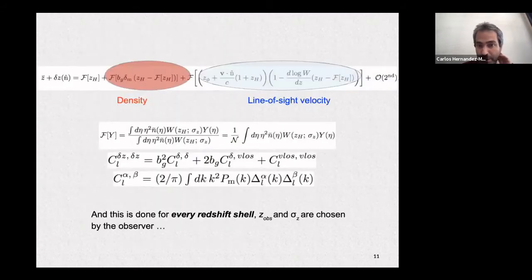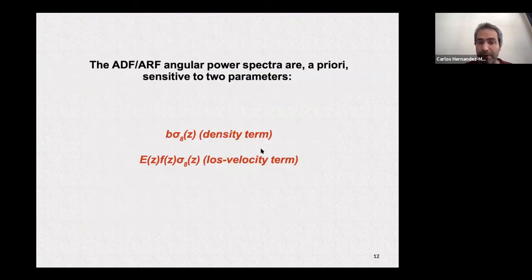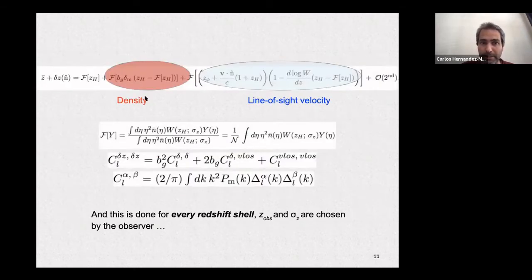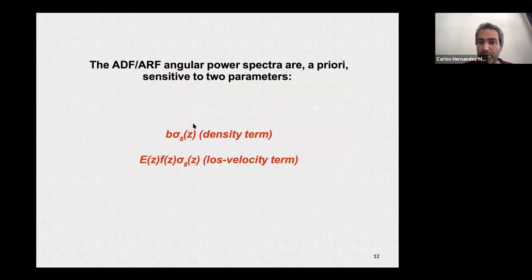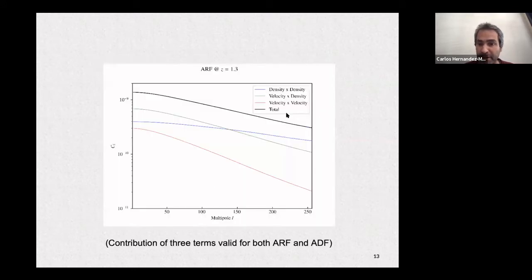Anyway, we're computing the linear theory prediction for this, being conscious that these observables are mostly sensitive to these two combinations of cosmological parameters. B sigmoid is telling you the amplitude of the density perturbations versus redshift, and F sigmoid is telling you the amplitude of the line of sight peculiar velocity. These are the two cosmological parameters that one is sensitive to with ADF and ARF. And this is telling you, for a given central redshift of 1.3 and a width of 0.01, the relative contribution. In black is the total.